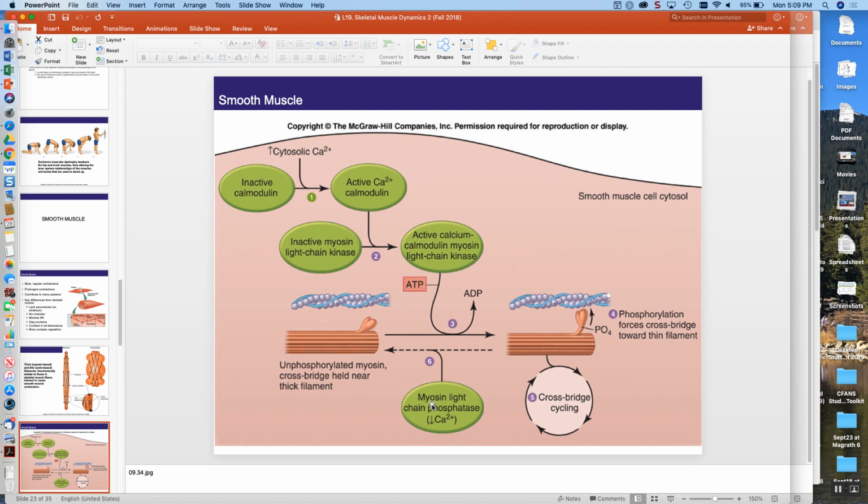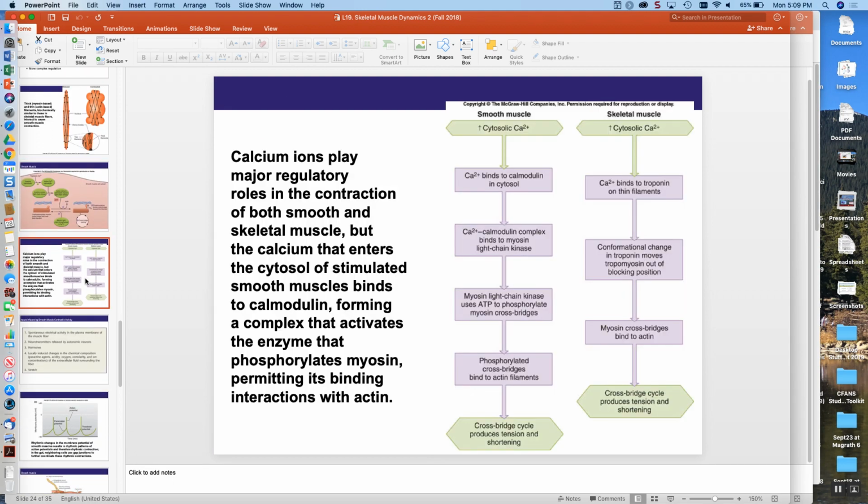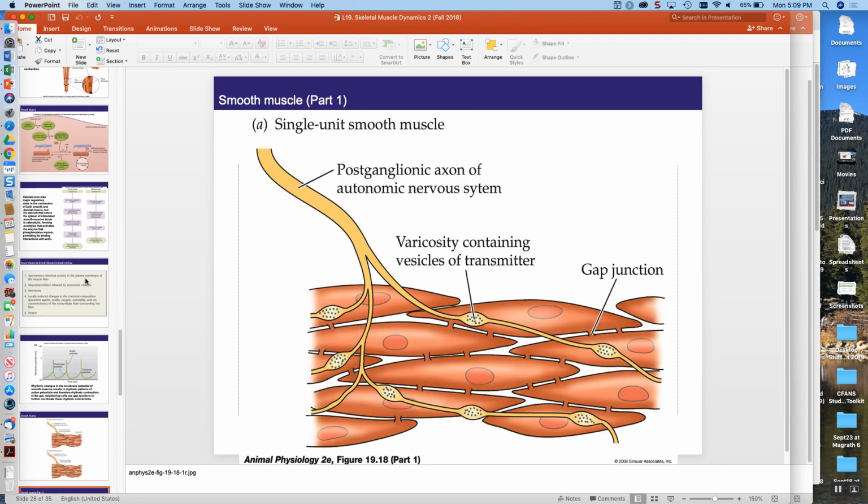Until calcium is removed from the intracellular space, then the light chain phosphatases take over. Phosphatases are enzymes that dephosphorylate stuff. And once the myosin neck is dephosphorylated, it lays back down and actin and myosin actually can't interact. So that's a major difference between cardiac and skeletal muscle. If you want to take a look at some of the flow charts, that's great.